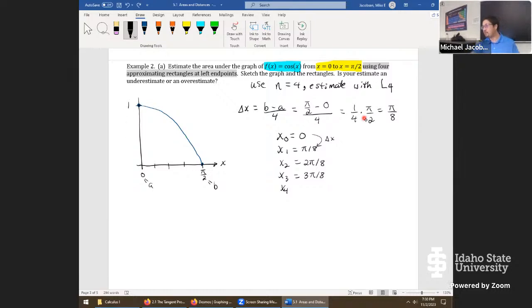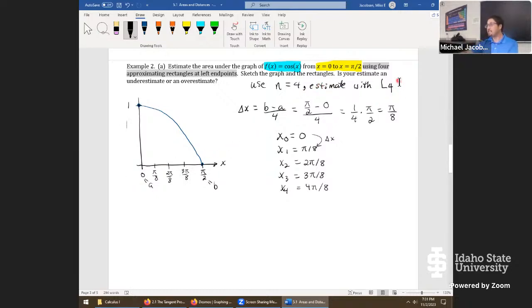Okay, so our X4, we're adding pi over 8 again, so now we have 4 pi over 8. But because we are using 4 values, 4 pi over 8 should simplify to pi over 2. Looks like it does, so we're in luck here. We've got the right values. So back over here, this is going to be pi over 8 that we found. This is 2 pi over 8, or pi over 4 if you prefer. And this is 3 pi over 8. So that's our setup so far.